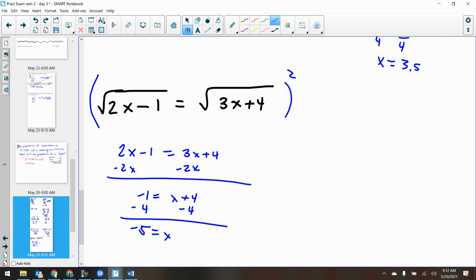Squared on the outside and anything to do with it, it just goes away. Just goes away. Questions about that?